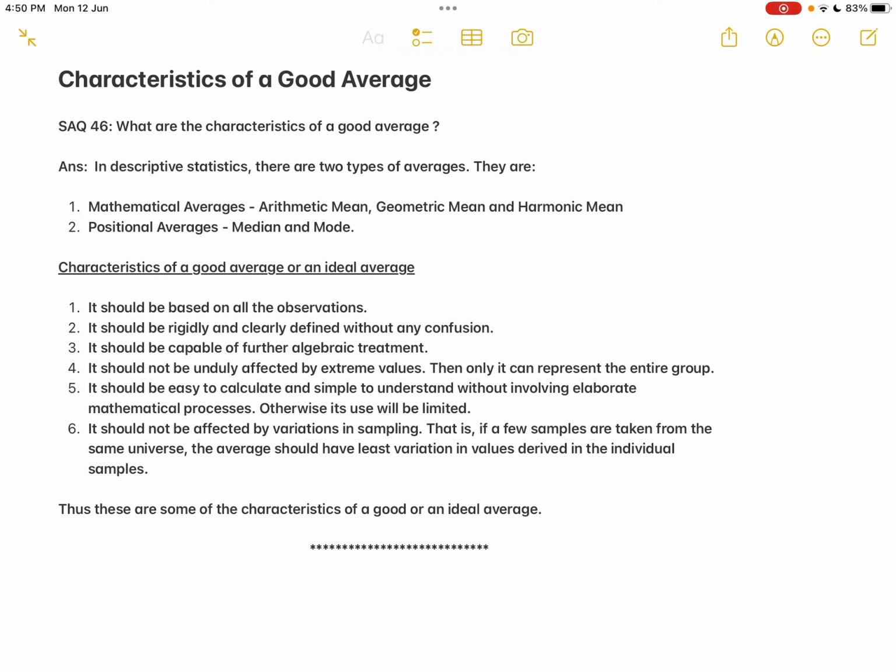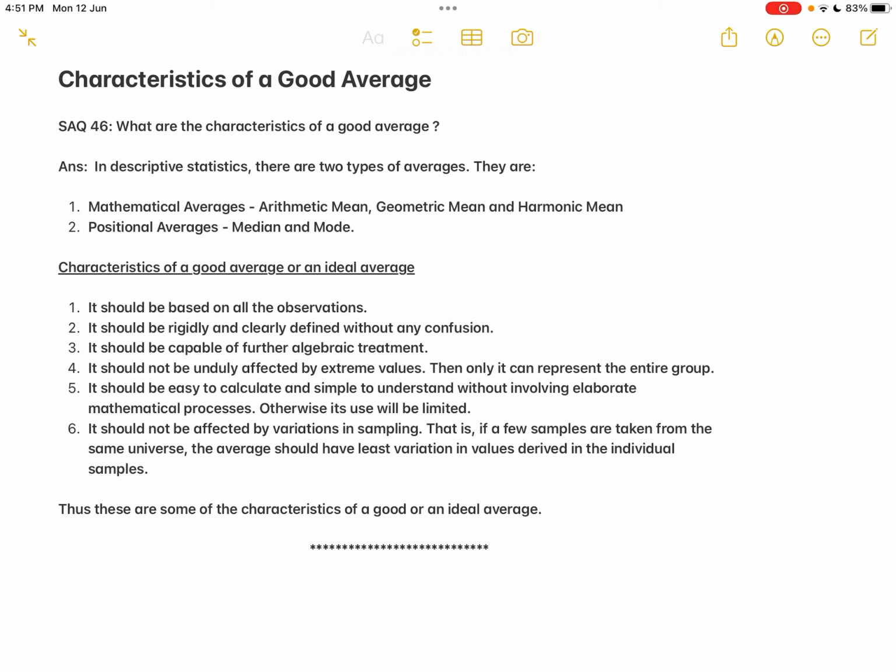Okay, so we have seen there are several averages. In descriptive statistics there are two types of averages. The first one is the mathematical average, that is arithmetic mean, geometric mean and harmonic mean. And as far as the positional averages are concerned, median and mode. In the previous classes we have seen the merits and drawbacks of each of these averages, especially mean, median and mode.